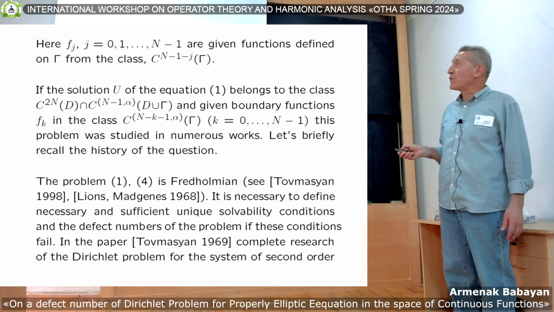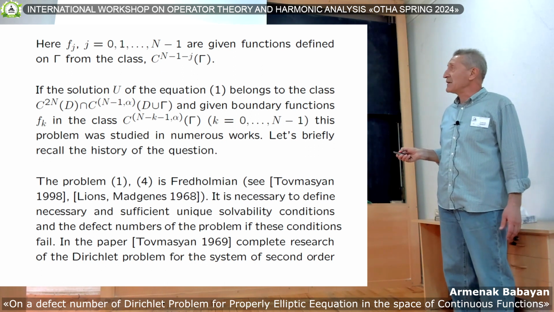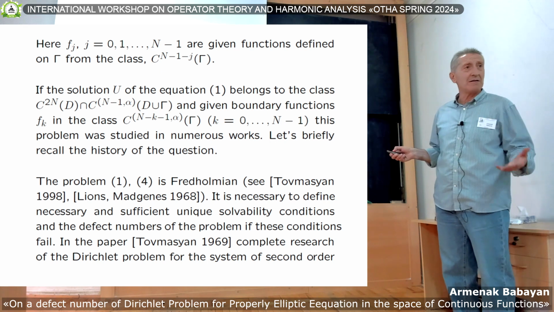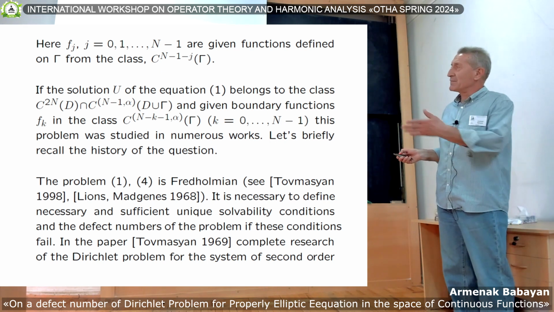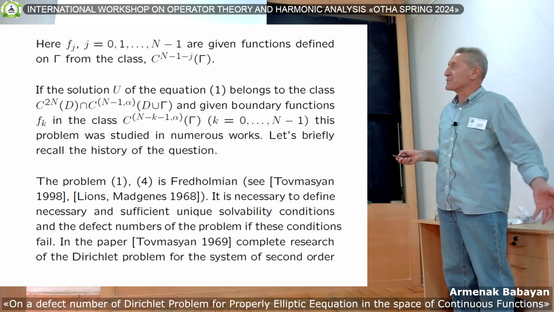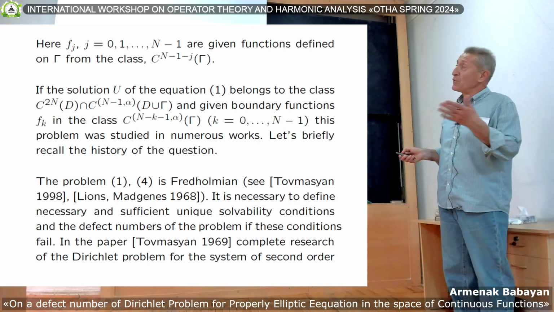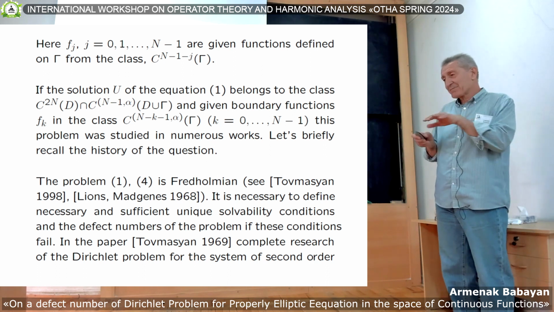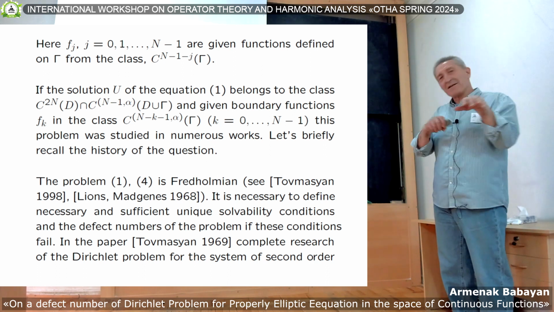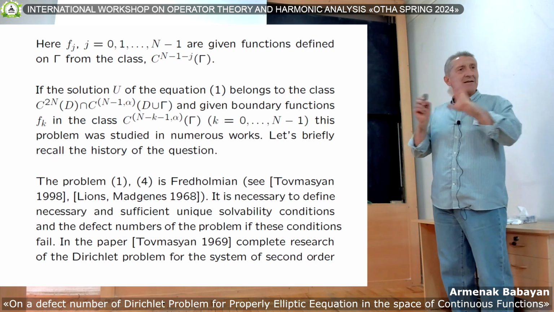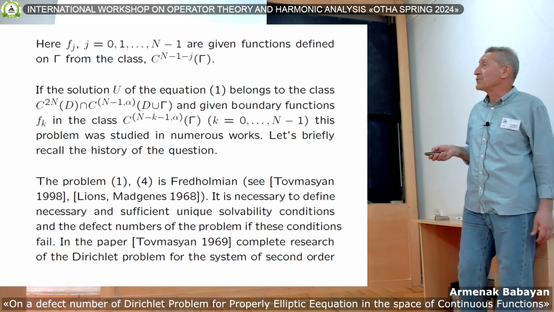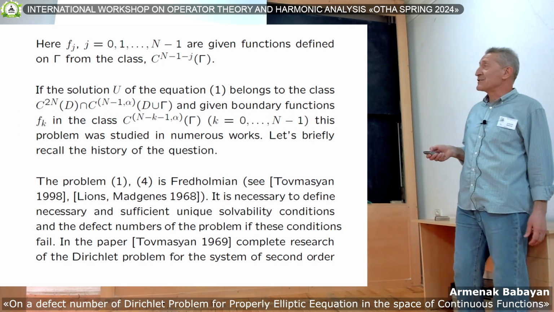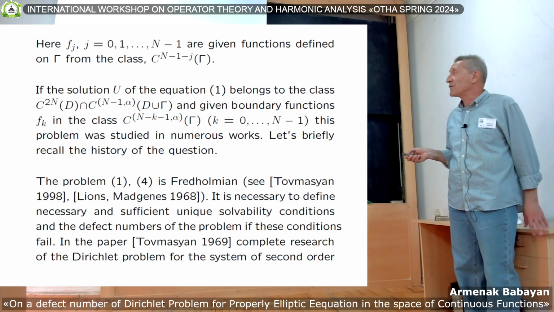I briefly say two words about the history of the question. First of all, problem 1.4 is Fredholmian. It's a general, very well known result. It's written in Lions and Magenes, and in Tovmasyan's book it is proved in another way. But in all cases, this is a classical result. The problem is the following: we want to define necessary and sufficient unique solvability conditions and the defect numbers of the problem.